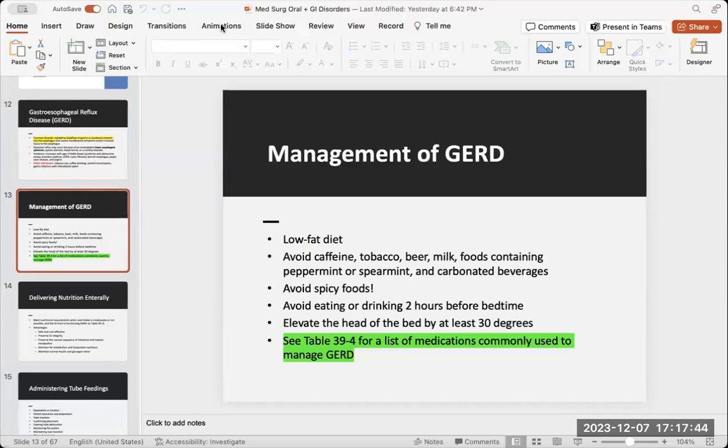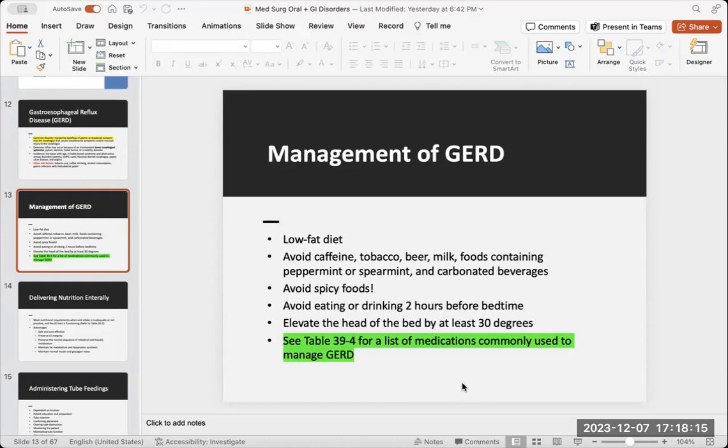Well, if the lower sphincter is open, right, it's going to cause a lot of heartburn, especially after you eat. Because when you eat, that's when it opens even more so that the food can come down from the esophagus. So, what should we do? We should have a low fat diet. That's going to be really beneficial for this patient. Avoiding caffeine, tobacco, beer, milk, any foods that contain peppermint or spearmint, carbonated beverages, that's all going to be really, really hard on that esophagus.